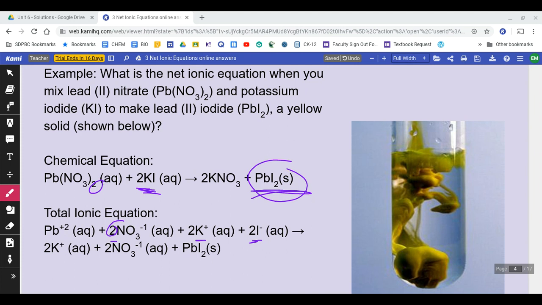On the other side of the reaction, we're not going to mess with the solid, so the solid stays the same. But we can break up the potassium and the NO3. So we get 2K because we had a 2 up here, and we get 2 NO3s because we had a 2 up here. 2Ks, 2 NO3s. So that's what the ionic equation looks like. You're just breaking up each compound into its singular ions.